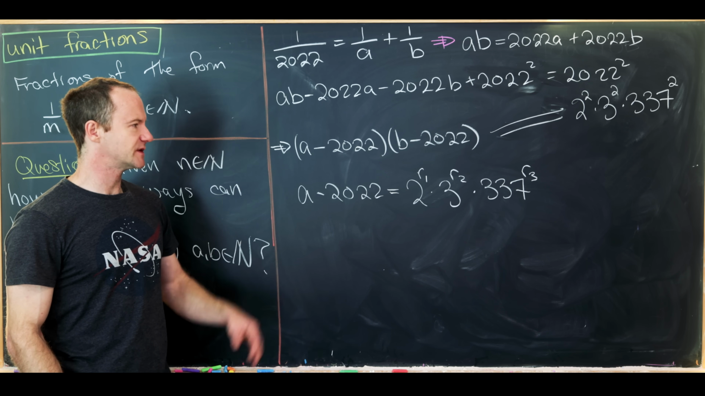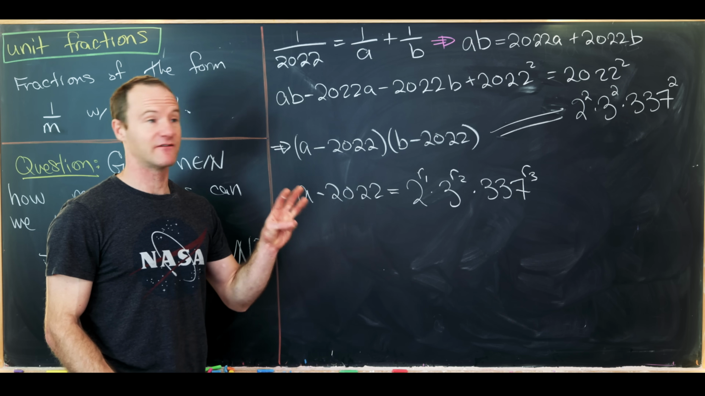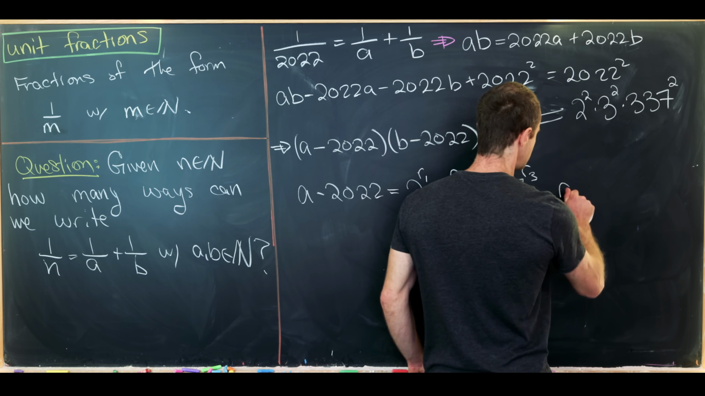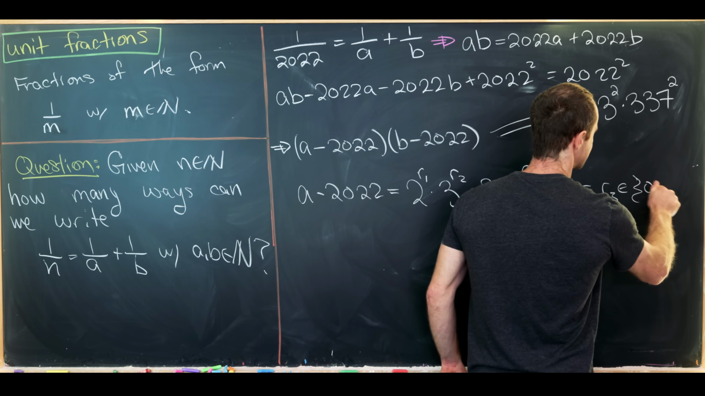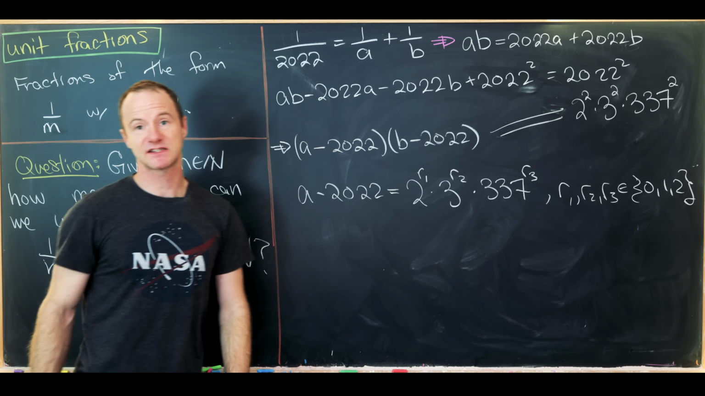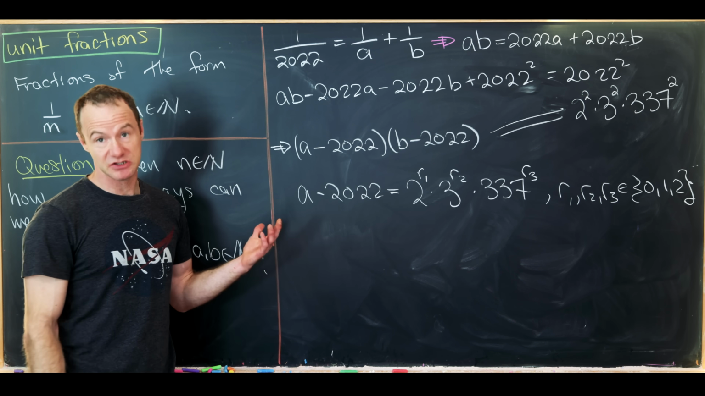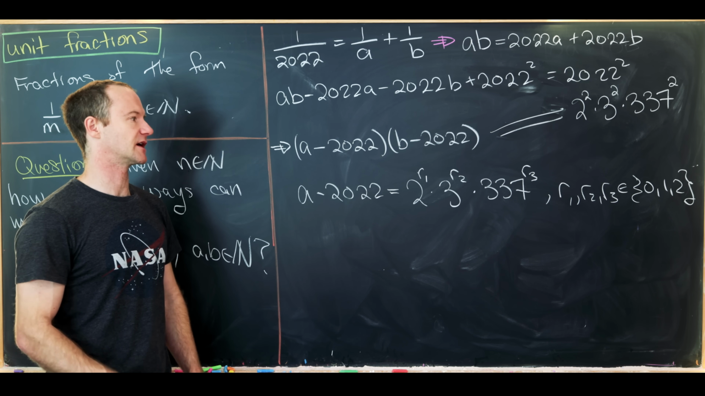Then how many choices do we have for R1, R2, and R3? Well, they each have 3 choices. So R1, R2, and R3 can come from the set 0, 1, or 2. That's because our highest power for each of those primes is 2. So we were lucky that they all went up to 2. They could have been something else.